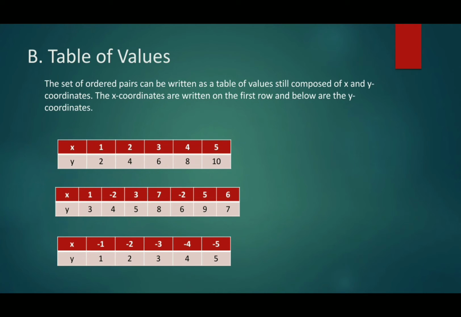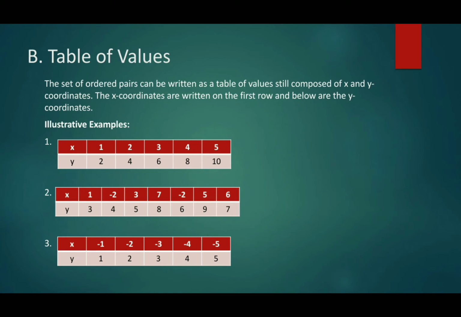So, the set of ordered pairs can be written as a table of values. It's still composed of x and y coordinates. The x coordinates are written on the first row and below are the y coordinates. Okay, dito sa given set, illustrative examples, set 1, set 2, set 3.